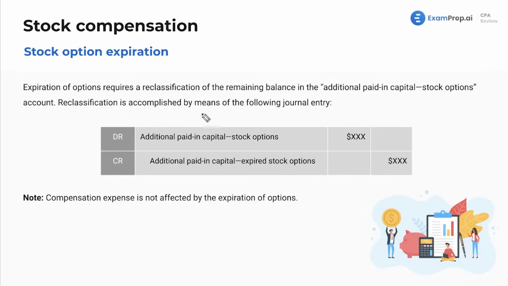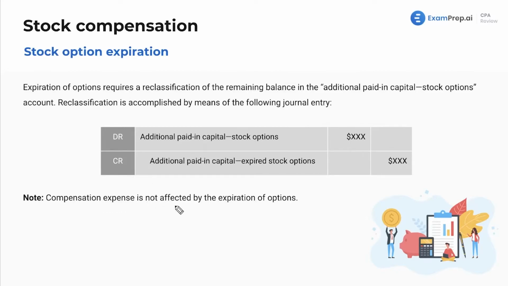Reclassification is accomplished by means of the following entry. So this is essentially just the journal entry to account for them being expired. So again, this is what you would credit twice for the 50,000 for each of the 2 years, and then you would reverse that out, and you're now crediting expired stock options. Just kind of a one-off entry if you ever need to know it, and not too common, but definitely know it if you can fit it into that very packed brain of yours, right?